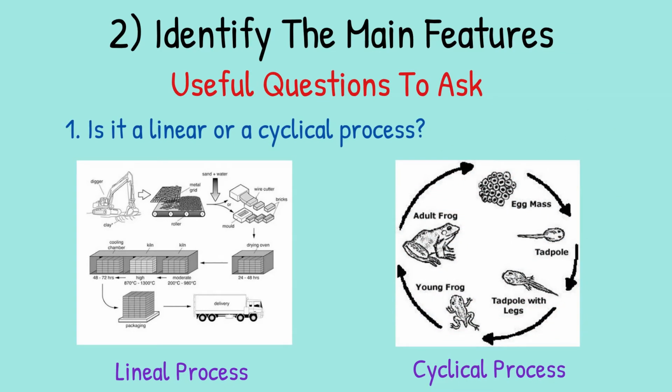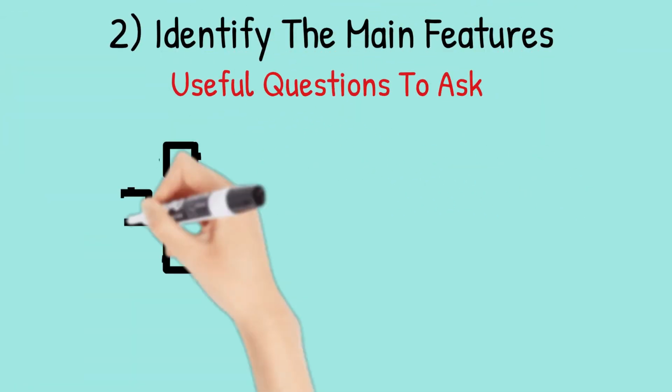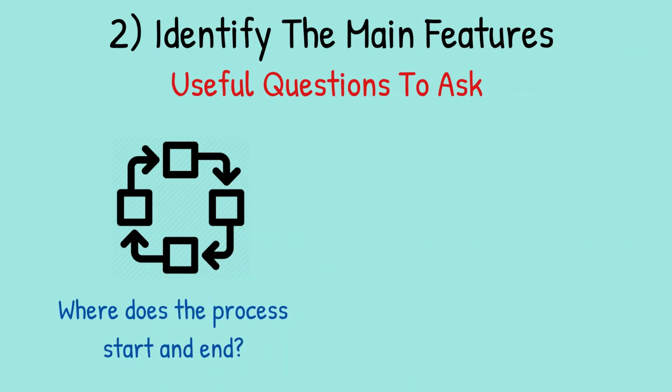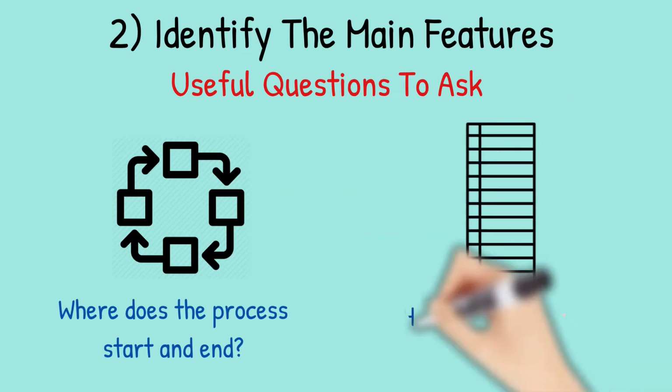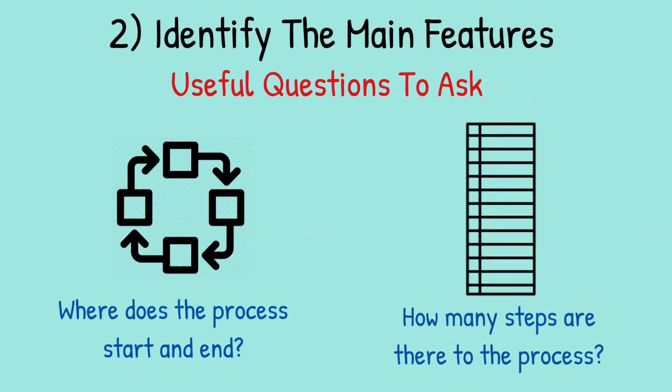A cyclical process, on the other hand, is a process that goes back to the beginning and repeats over and over again, such as the life cycle of a frog or a butterfly. Next question to ask is, where does the process start and end? For a linear process, this will usually be obvious. It may be harder to determine for a cyclical process, so it's important that you examine the graphic carefully to find out. Next question, how many steps are there to the process?